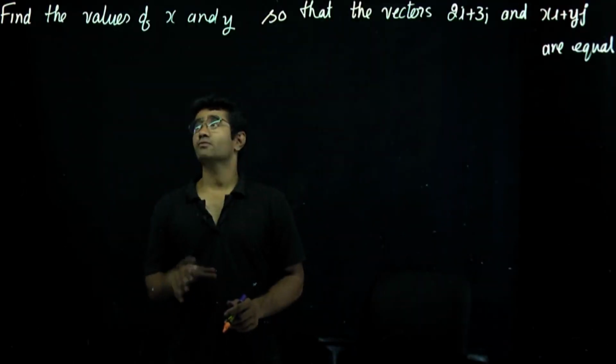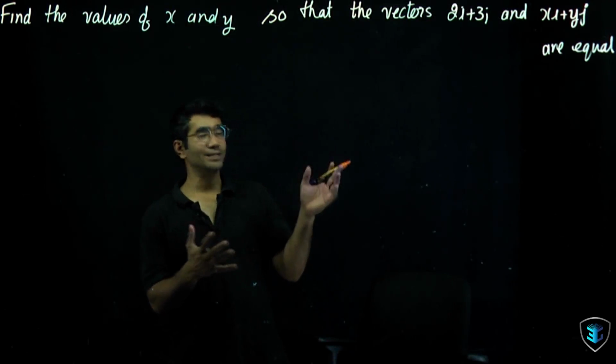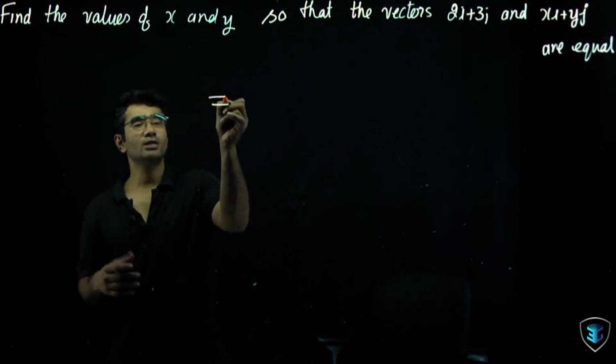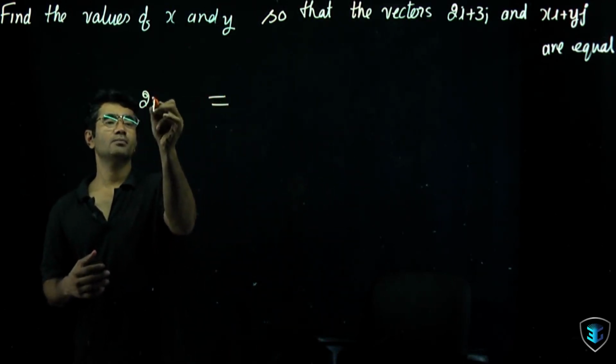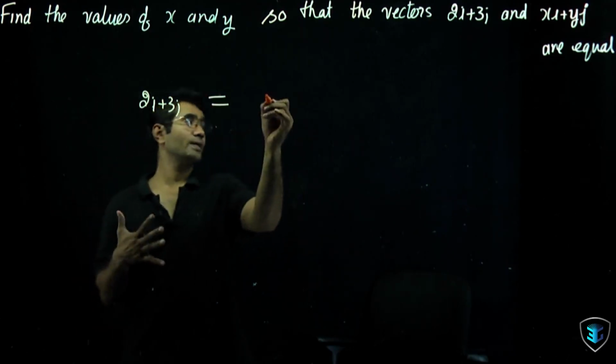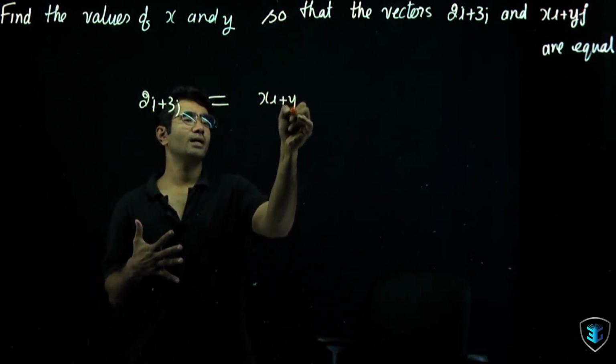A very easy question, guys. You've got to find the value of x and y so that these two vectors are equal. What do you mean by two vectors equal? Look at that. I have 2i plus 3j, and you have another vector which is xi plus yj.